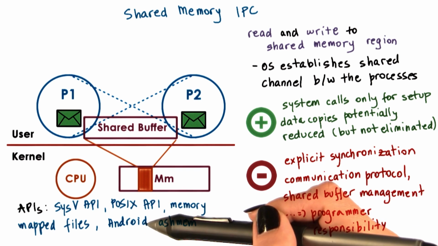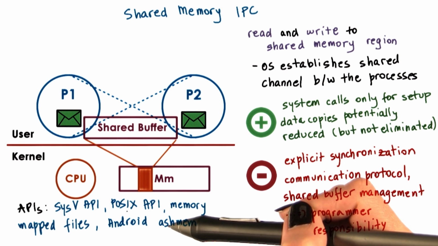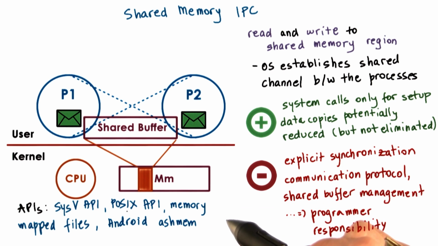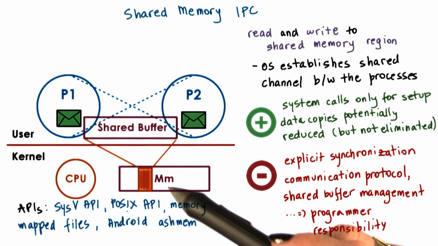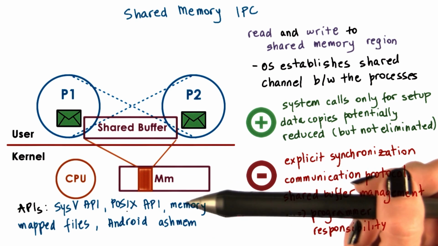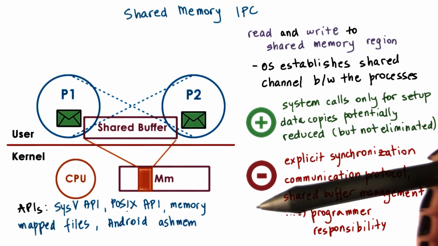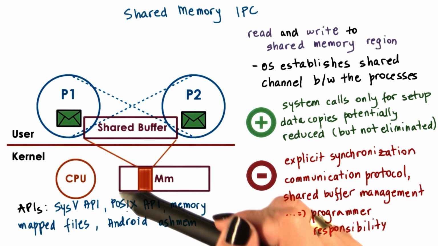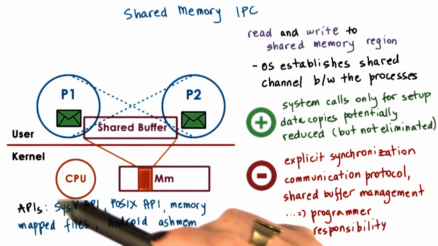Also, the Android operating system uses a form of shared memory IPC that's called ASHMEM. There are a number of differences in the details of how ASHMEM behaves compared to the System 5 or the POSIX APIs, but I'm just providing it here as a reference only. For the remainder of this lesson, we will focus on briefly describing the Unix-based shared memory API.